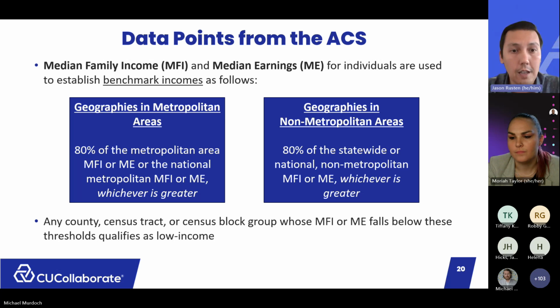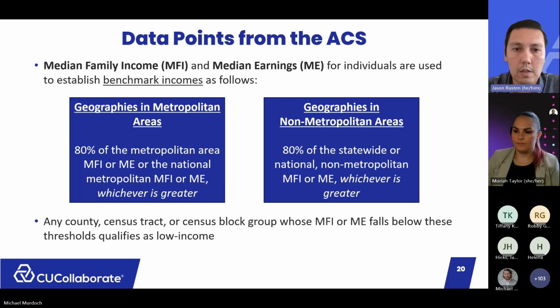If it sounds complicated, it is, because there are a number of different checks that you have to do using multiple data points to determine if a location is LID qualifying or not. But using multiple income points helps mitigate against low sample size, low survey response rates in some pockets of the country. So you might not have enough information for a median family income statistic, but you will have enough for a median earnings statistic and vice versa. So using both data points allows the NCUA to mitigate small sample sizes in certain cases.